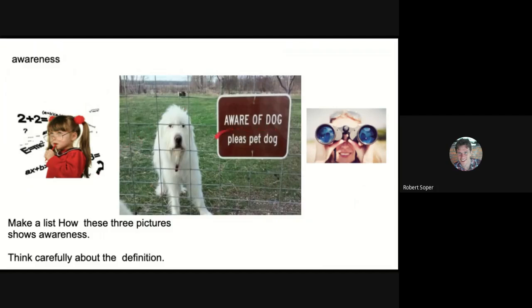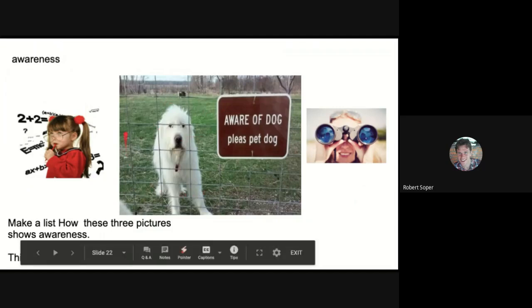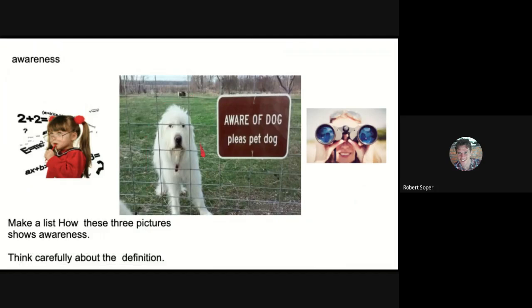What about this one? Aware of dog. Please pet dog. Well, this is a very clever one because when we're saying aware of dog, we just kind of mean watch out for the dog. Remember, aware is always connected with seeing. But this is a clever sign because it says, please pet dog. So here, it's really showing awareness. It's a deeper way of seeing. So here, even though it says aware of dog, the dog looks quite sad. It looks like a very cute dog. It looks like the sort of dog that you wouldn't run away from.